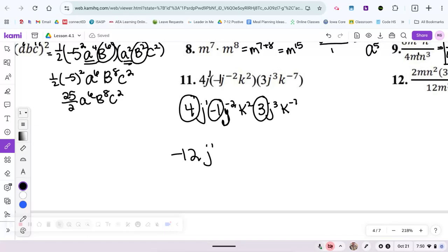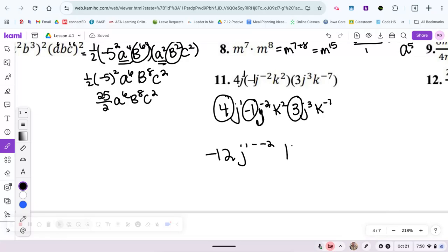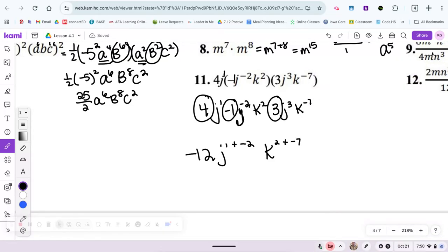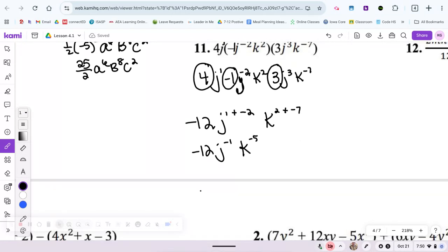Then I have j to the 1 minus negative 2 and k to the 2 minus, why am I minusing? I should not be, I should be adding, sorry. K to the 2 plus negative 7, for a final answer here of j to the negative 1, k to the negative 5, and we can't have negative, so I need to reciprocate both. So I'm going to have negative 12, j to the first, k to the fifth.